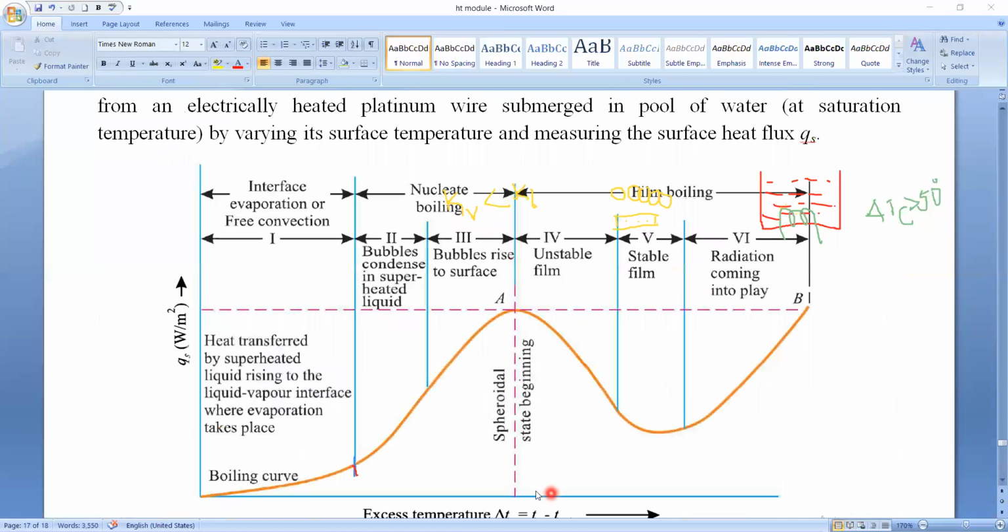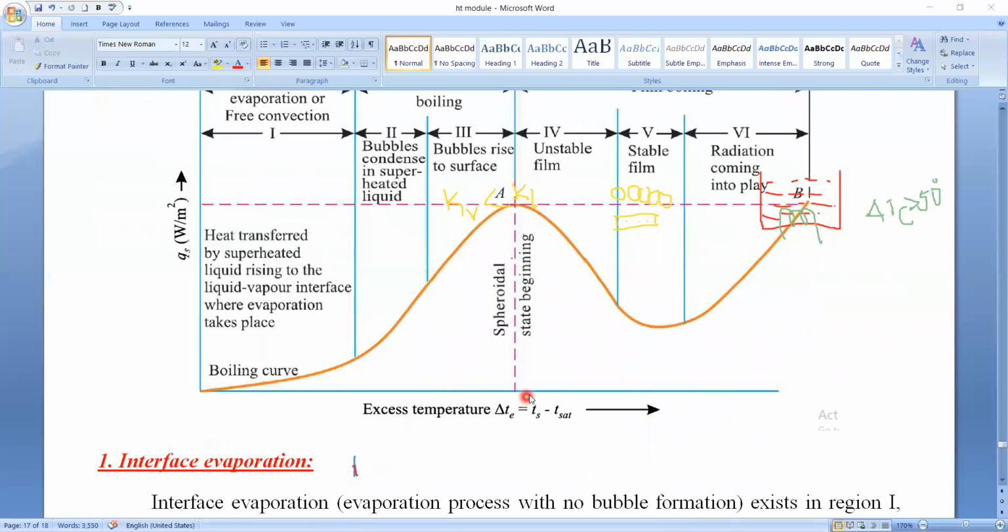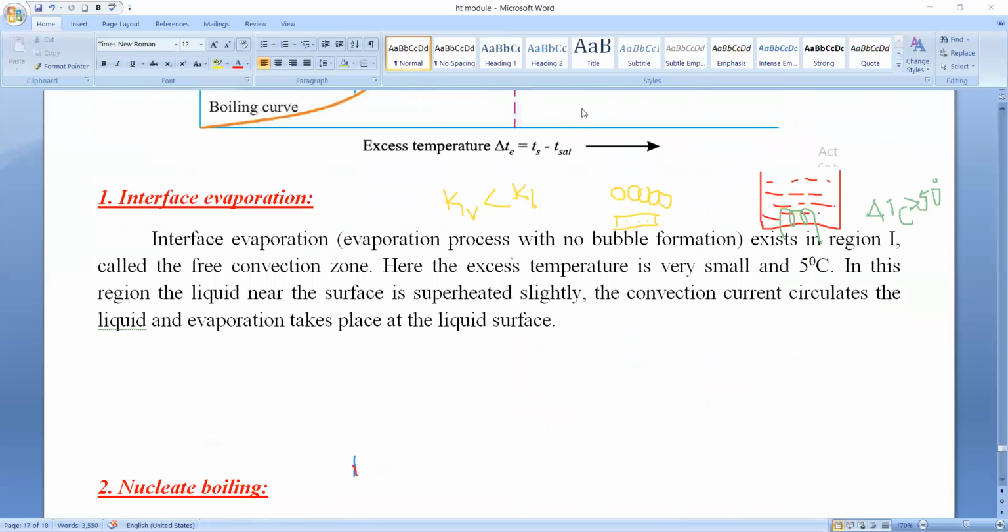So upon further increase in the delta TE value, that is the excess temperature, because of the formation of stable film, there is a drastic reduction in heat flux, and the heat flux will attain the lowest value. Okay. Now let us proceed further.